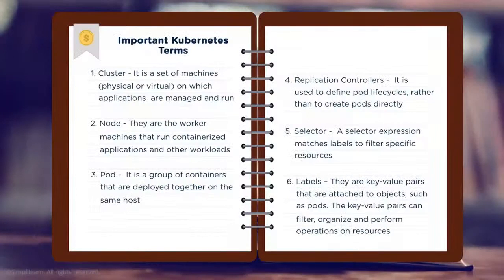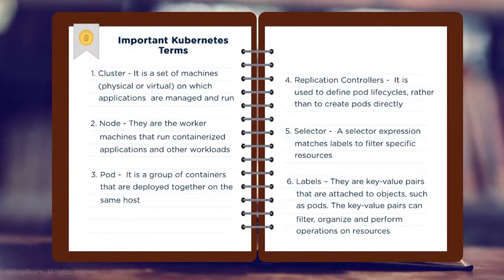So we have 6 terms that we're going to look through, and we'll let you read through these. We have a cluster, which is a set of machines, physical or virtual, in which applications are managed and run. We have a node, the worker machines that run containerized applications and other workloads. There is the pod, which is within a node and is a group of containers that are deployed together on the same host. We have replication controllers, and a replication controller is used to define a pod's life cycle rather than to create the pods directly.